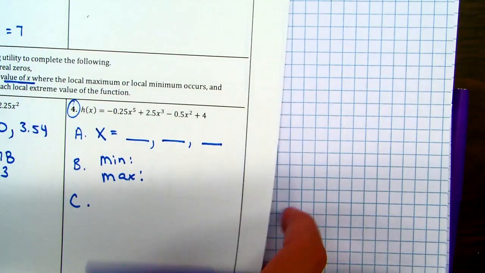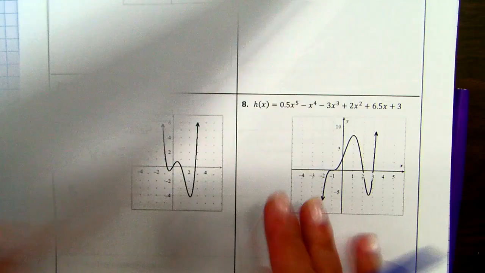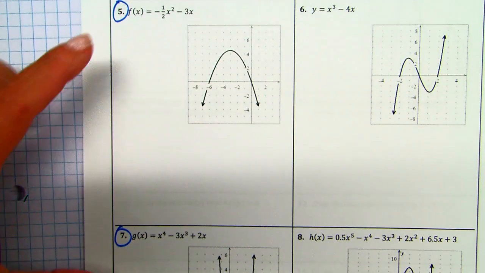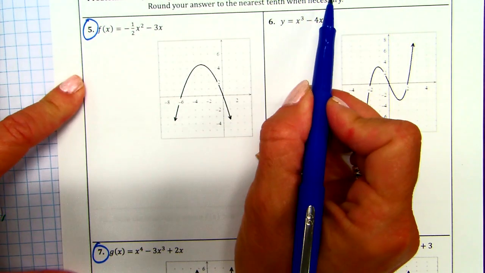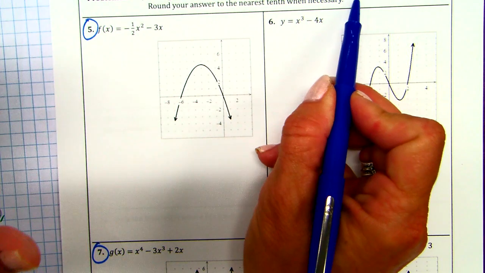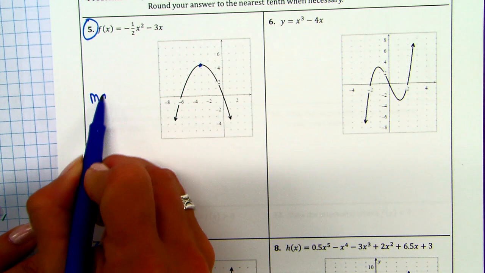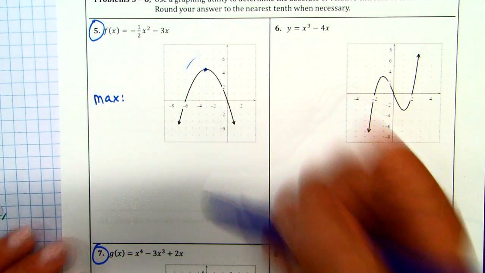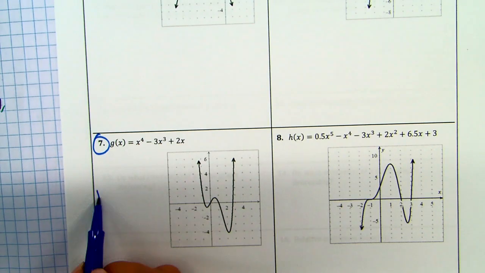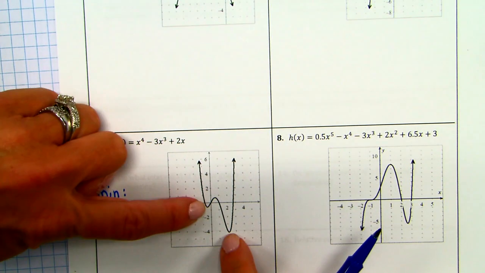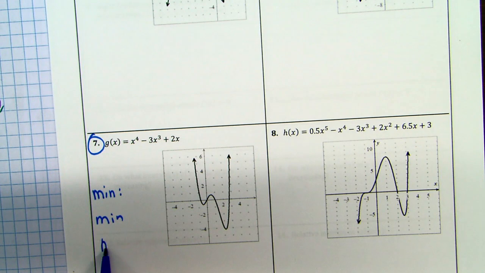If you want to, after you do this, if you want to go do 5 and 7, these are going to be homework problems next week, and all it's asking for is the extrema, which is just min or max. Like this only has a max, right? That's it. It's got 1 turning point. This one has a min, 2 mins, 2 turning points at the bottom, and 1 max.